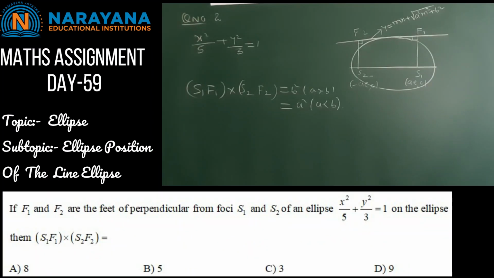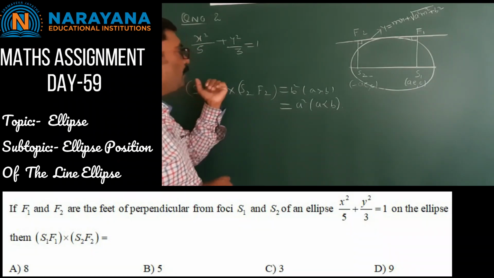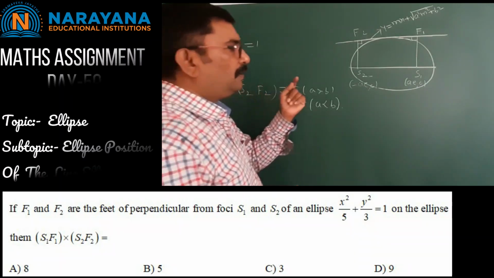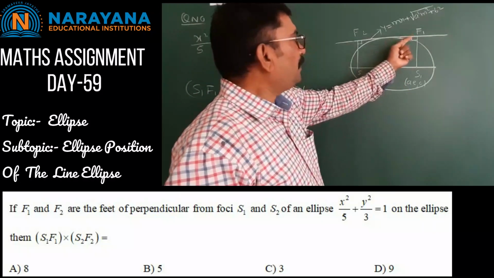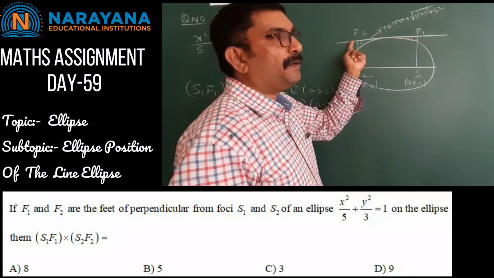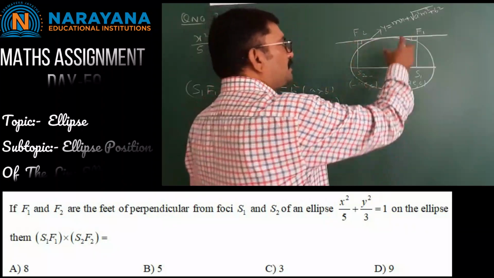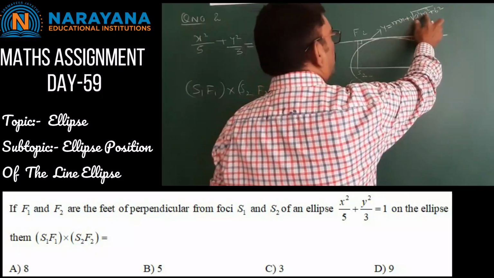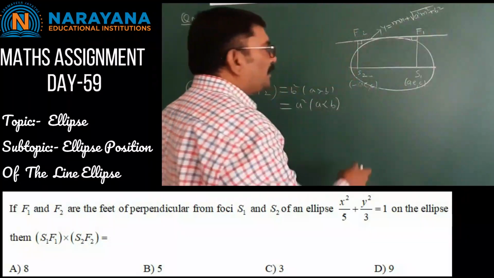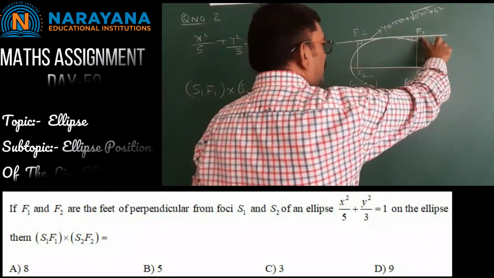Now we are given the ellipse x square by 5 plus y square by 3 equals 1. S1 and S2 are the foci of the ellipse. F1 and F2 are the feet of the perpendiculars from the foci to the tangent. Let the tangent be in the slope form y equals mx plus square root of (a square m square plus b square). This is the perpendicular distance. This is also a perpendicular distance.